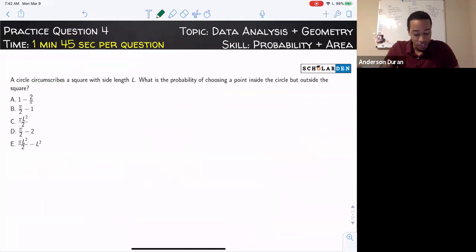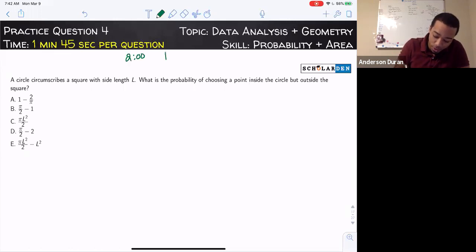Let's go ahead and go to question number 4. A circle circumscribes a square with side length L. What is the probability of choosing a point inside the circle but outside the square? This one, I love this question. You have 2 minutes again. I'm going to give you 2 minutes. Do not reveal your answer. Go.